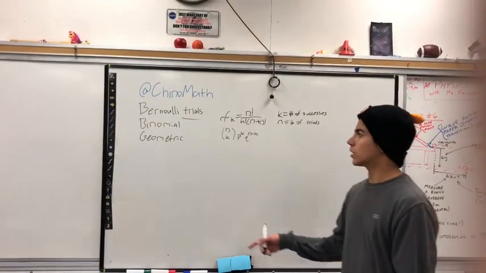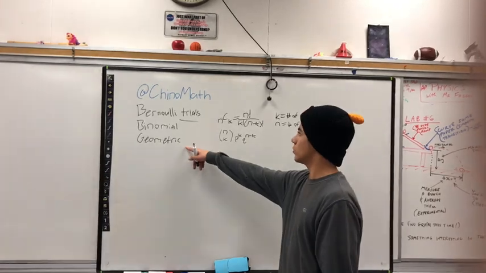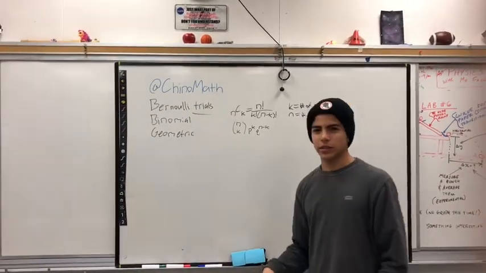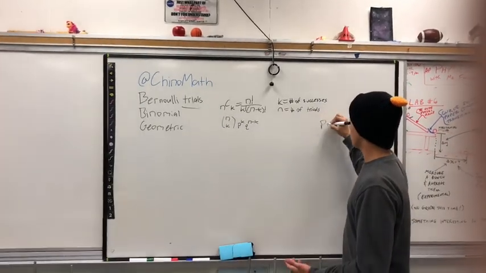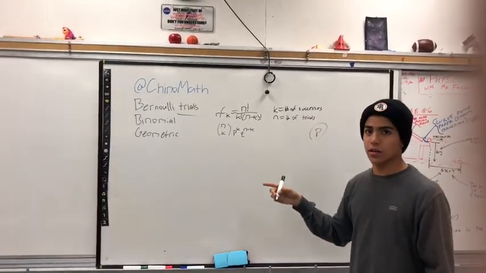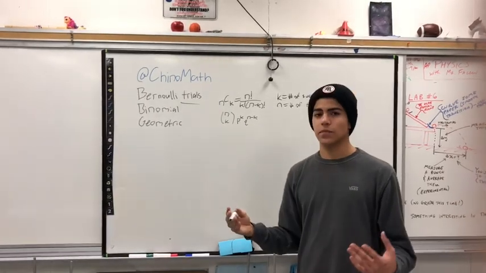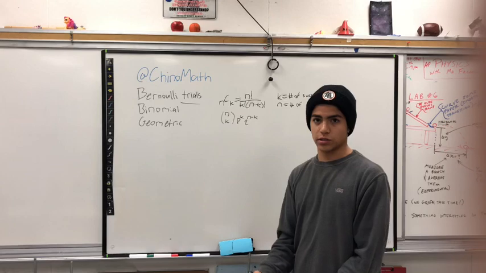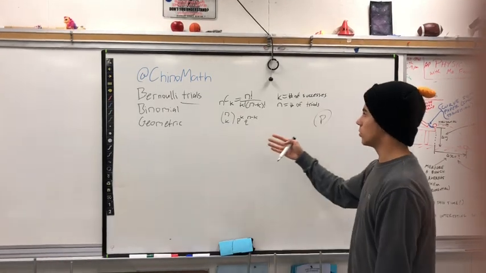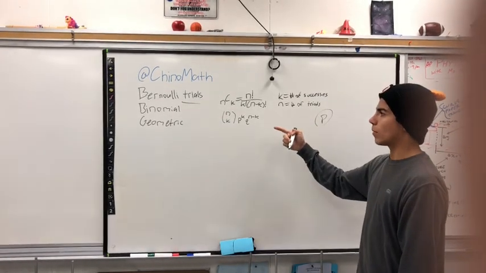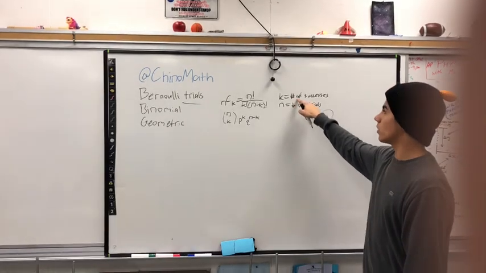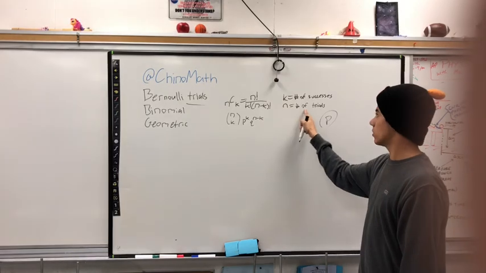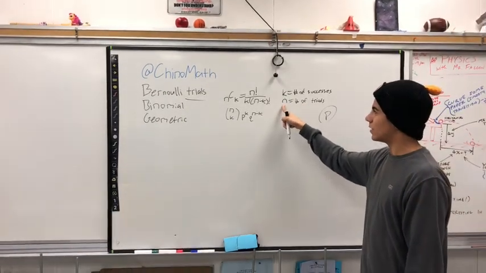So previously we covered geometric probability distributions, and now we're going to move on to binomial. With geometric, all we really cared about was p, the probability of success, and what we're able to calculate is the number of trials necessary until we reach success. With binomial, we're going to be seeing the probability of getting a certain number of successes, represented by k, in a certain number of trials, represented by n.